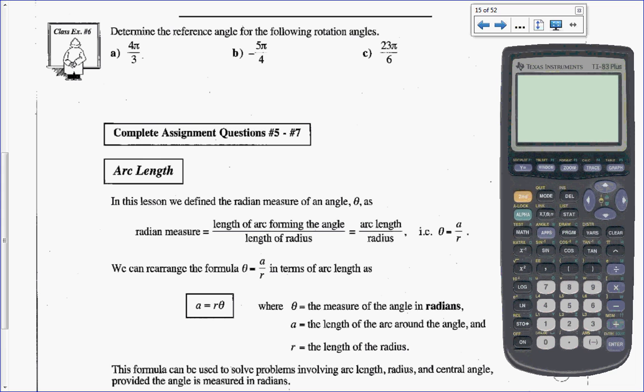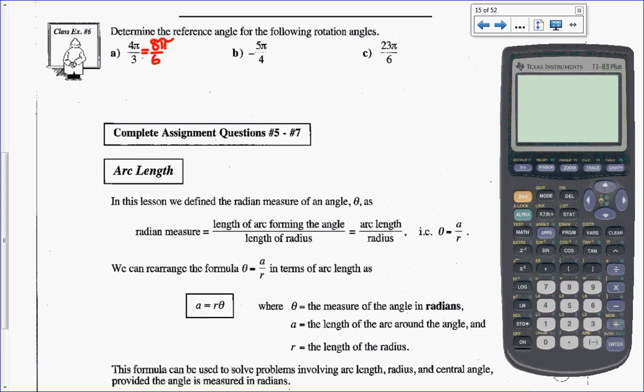Okay? So number 6 says, determine the reference angle for the following rotation angles. And the first one is 4 pi over 3. Well, I don't know my pi over 3's, but I do know my pi over 6's. So first of all, I'm just going to convert this to pi over 6's. So in the bottom, I'm multiplying by 2. So in the top, I'm going to multiply by 2. That's the same thing as 8 pi over 6's.